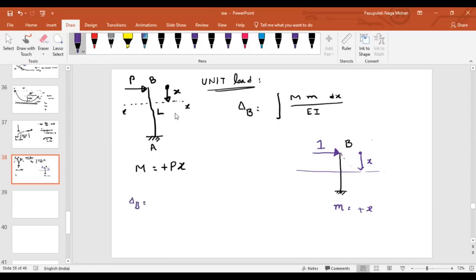That will be equal to the integral over the length of the beam, 0 to L, where capital M is given as Px and small m is obtained as x, dx divided by EI. So obviously it is Px squared. What is the integral of x squared? X cubed by 3. If you apply the limits, what final result will we get? PL cubed by 3.